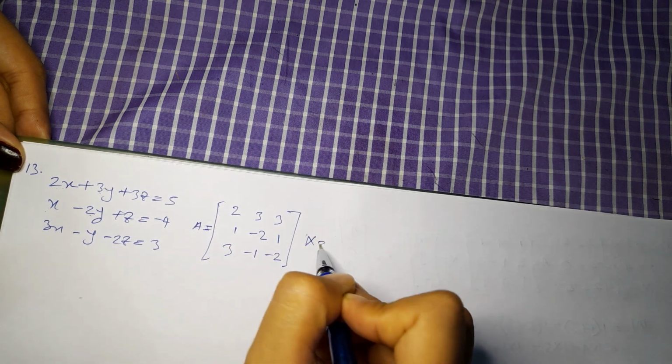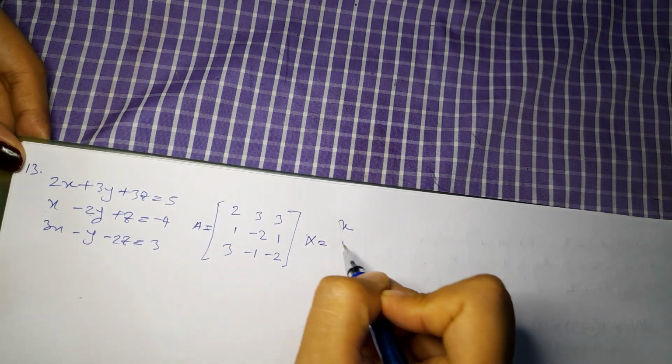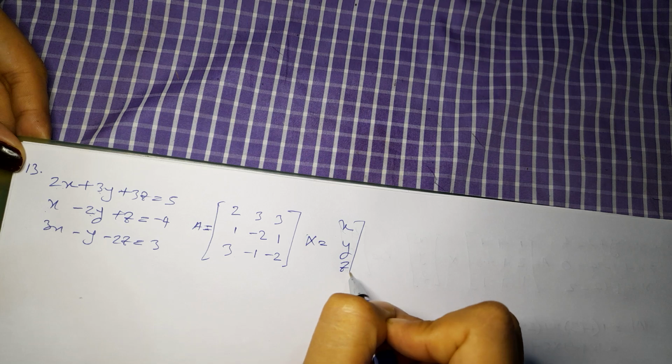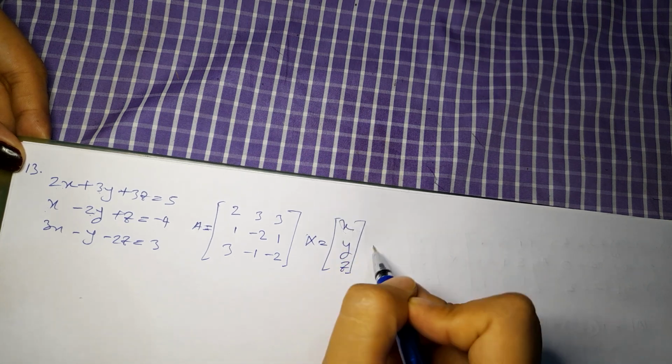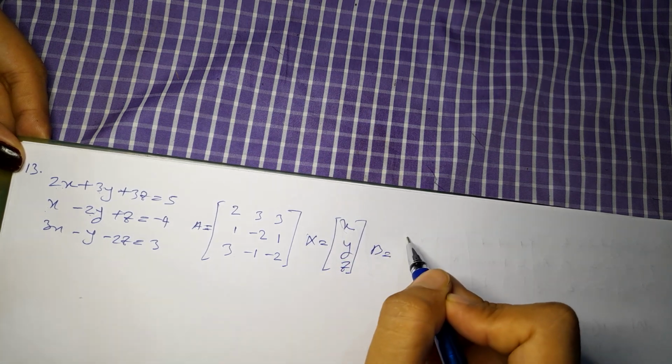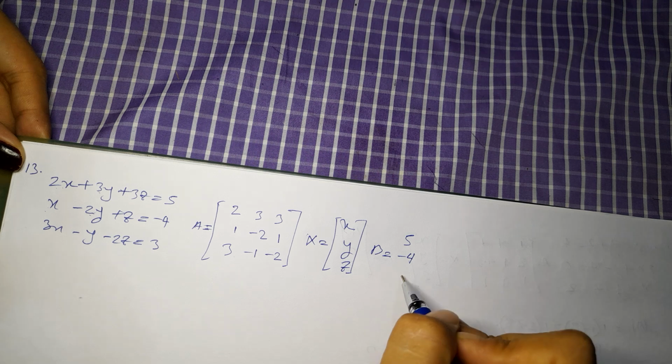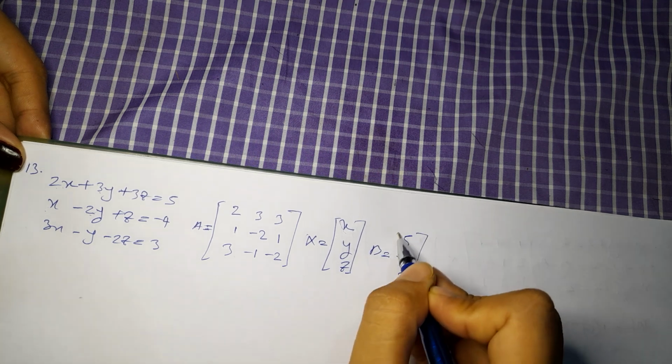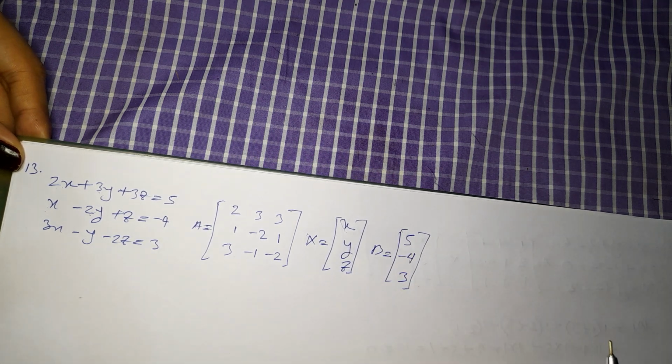We need the x. What are the unknowns to be found out? That is x, y, and z. And we need the B. B is equal to 5, minus 4 and 3. This is the B.